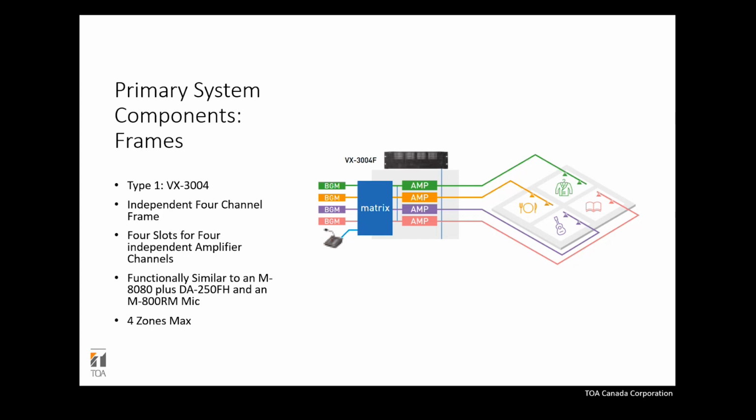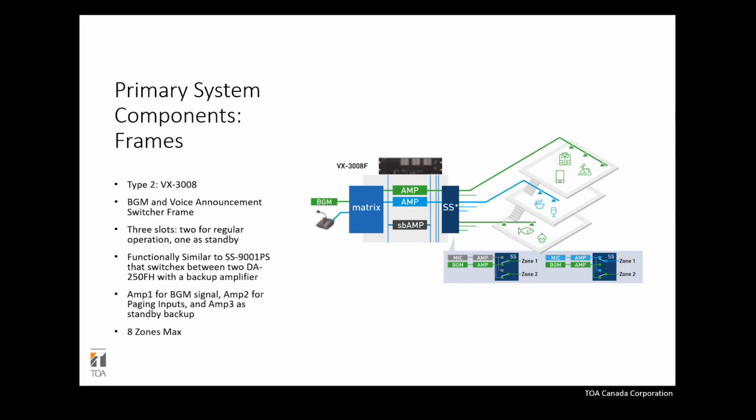You can get the input for paging from the paging mic. The beauty of this is its function is similar to a DSP, for example the M8080, plus a 4-channel amplifier. So it's very straightforward. 4 zones max. It can feed up to 4 zones separately without interference with each other. You can slot modules from 105 watts to 350 watts on this. So you have a wide range of flexibility, and if you want, you can use only 1 up to 4 channels if needed.